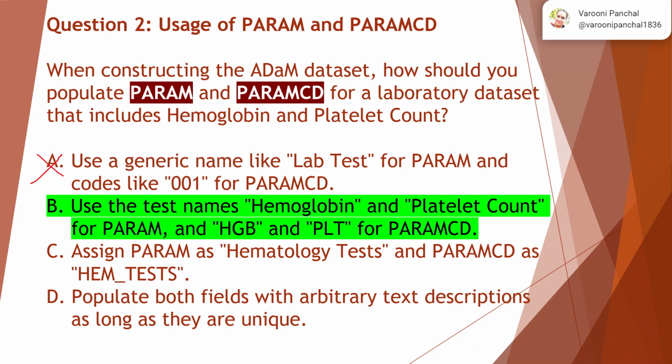C is assign PARAM as hematology test and PARAMCD as HEM_TEST. So this is also not the correct way of including. The option D is populate both fields with arbitrary text descriptions as long as they are unique. No, this also you cannot populate just randomly. So the correct answer is B. Use the test names hemoglobin and platelet count for PARAM and HGB and PLT for the PARAMCD. So the correct answer here is B.